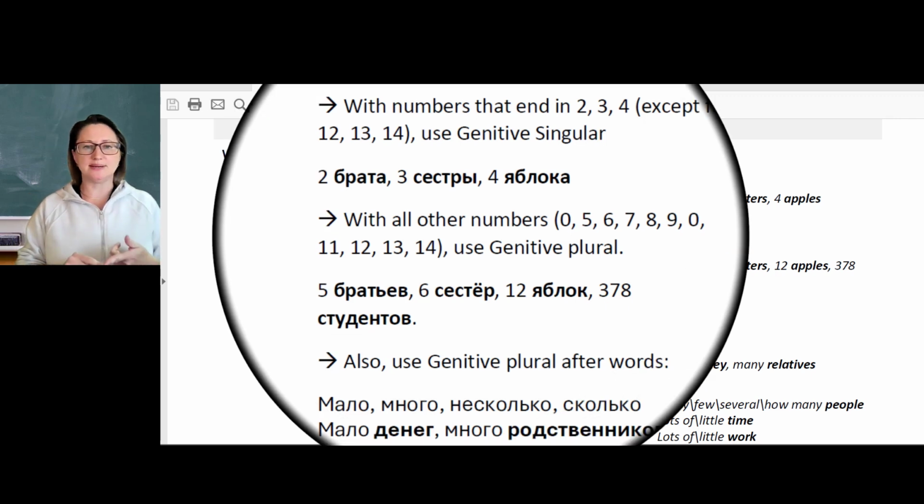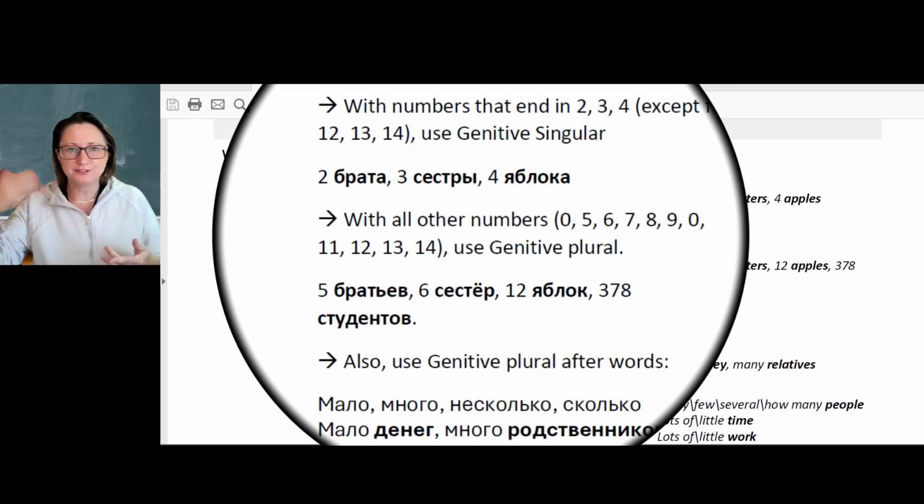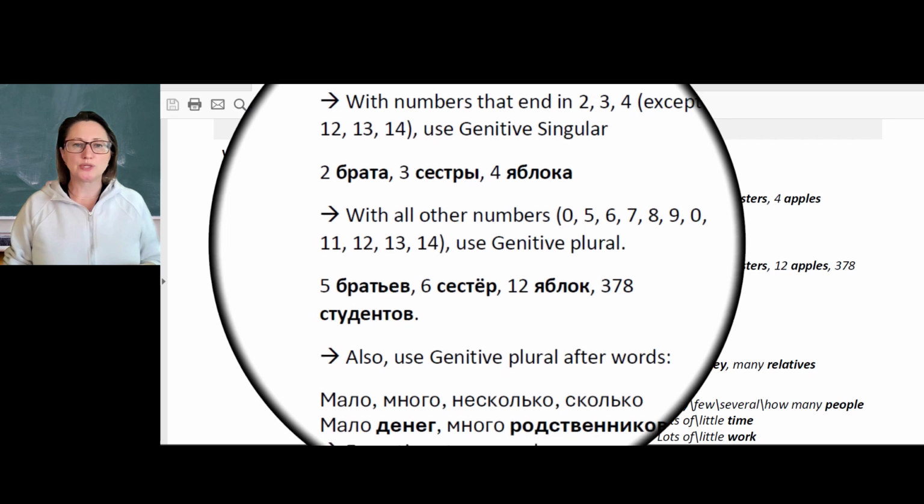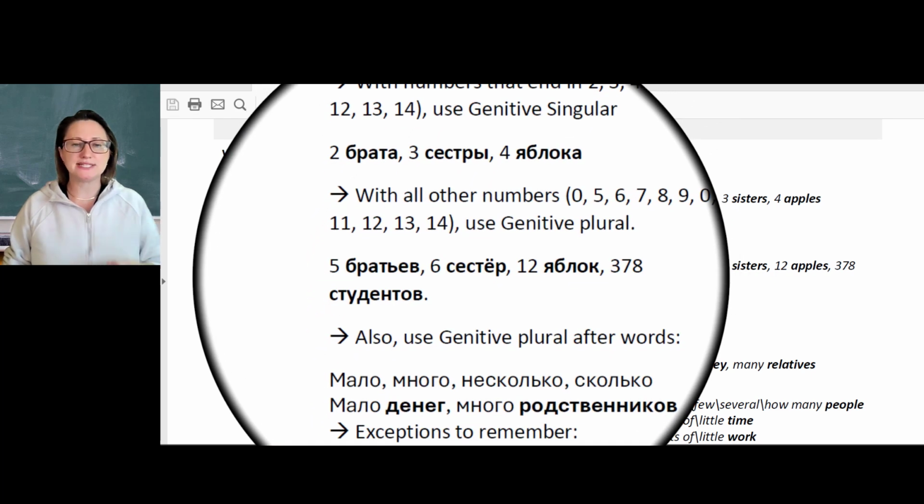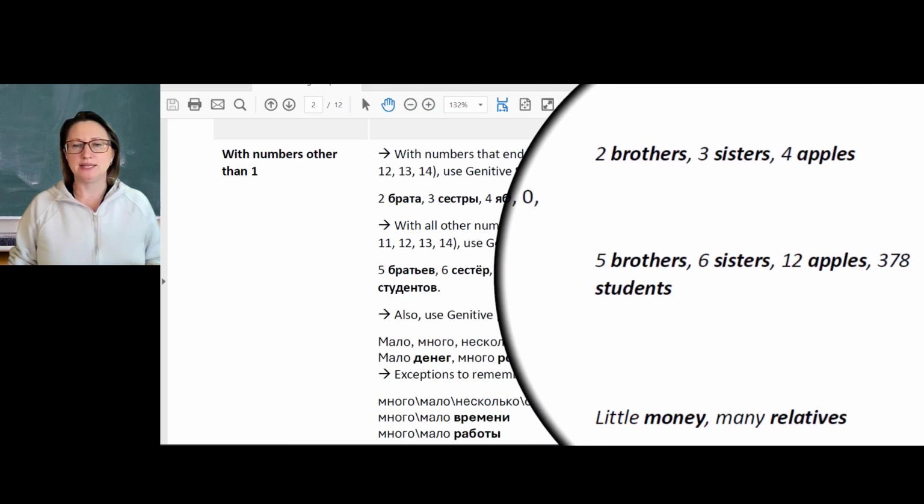Then with all other numbers, 0, 5, 6, 7, 8, 9, 11, 12, 13, 14, and again 15, 16, 17, and so on, we use genitive plural. So here we have 5 братьев, 6 сестер, 12 яблок, 378 студентов. And here I have the English translation: 5 brothers, 6 sisters, 12 apples, 378 students. So with these numbers, we use genitive plural forms.